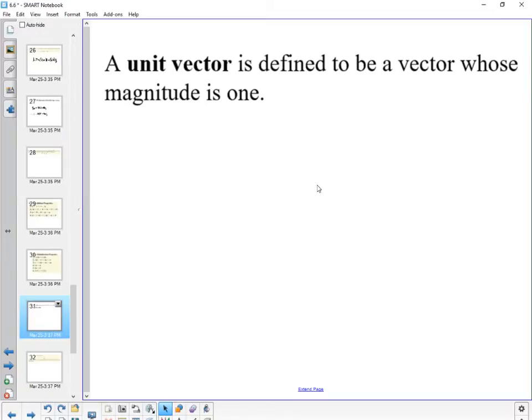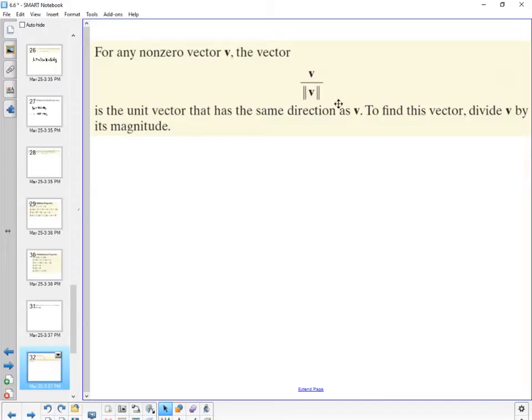Okay. Here's how you go about it. Write down this formula. Can we see that okay back there? Yeah. Okay. So for any non-zero vector, if you want to represent it as a unit vector, you'll take that vector and then divide it by its magnitude. That's how you represent a vector as a unit vector, as long as it's non-zero.